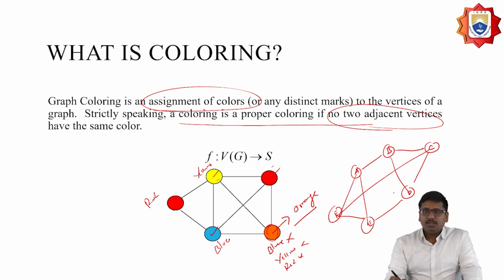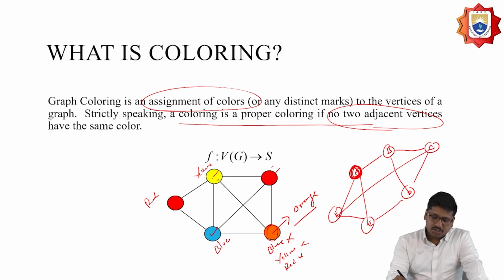So let us consider this graph. If I'm going to make it as one color here, that should be red in this case. Then what should be the adjacent color? This is an uncolored vertex, so I can write it as blue, so that no two adjacent vertices have the same color.